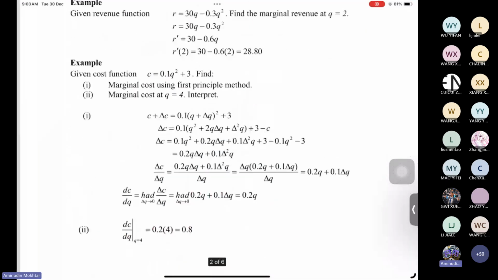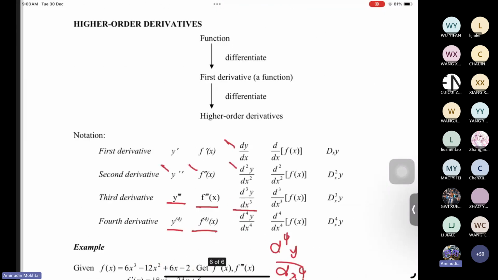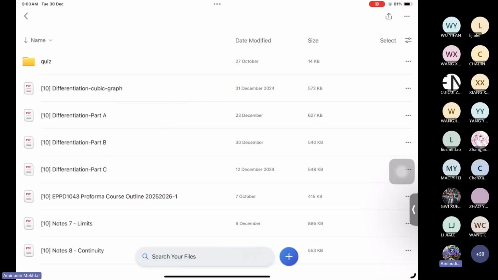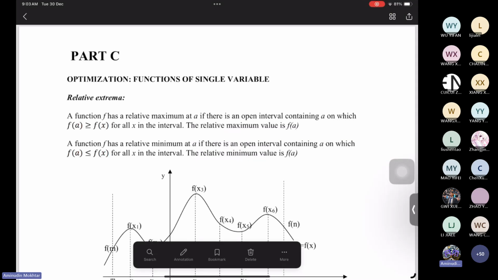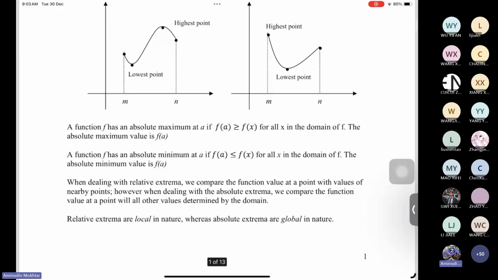Okay, that's all about part B of this topic. The next one is part C. Part C is very interesting. We can apply differentiation in terms of the slope of the tangent line. In other words, we can find the optimization point of the function, or we can find where the relative maximum or relative minimum of the function is. I will refer to part C of this topic.